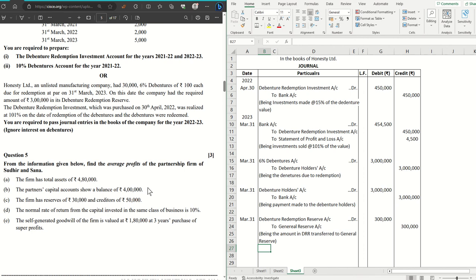Done. These are the journals that we need to pass in this case, and we have been asked to ignore interest in this case, so we'll not pass any entries for that.